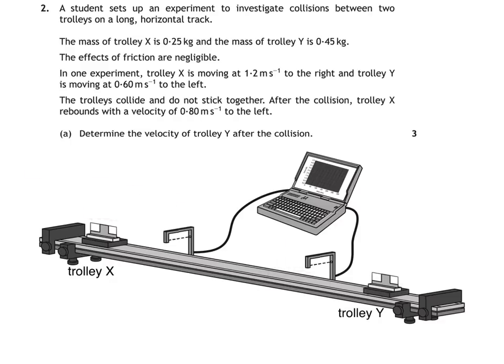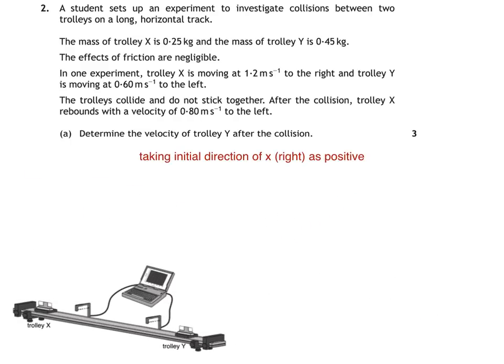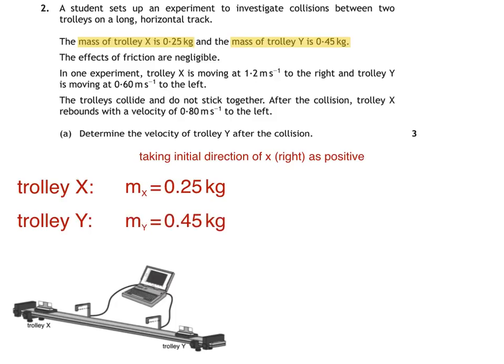Now there's lots of information in this question, so the first thing I'll do is note it down carefully using our sign convention. Trolley X has a mass of 0.25 kilograms and trolley Y has a mass of 0.45 kilograms. We'll call these masses MX and MY. Next, we're told the initial velocities of the trolleys. Trolley X is moving to the right at 1.2 meters per second and trolley Y is moving to the left at 0.6 meters per second. Applying our sign convention, this is taken as negative 0.6 meters per second.